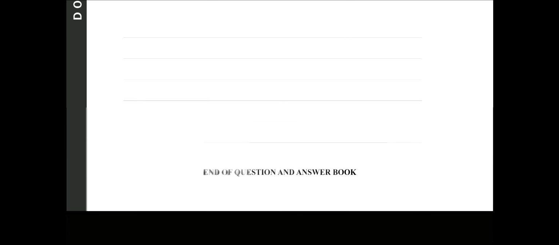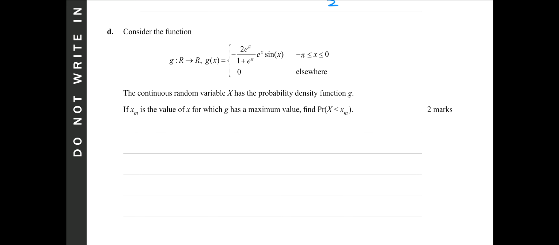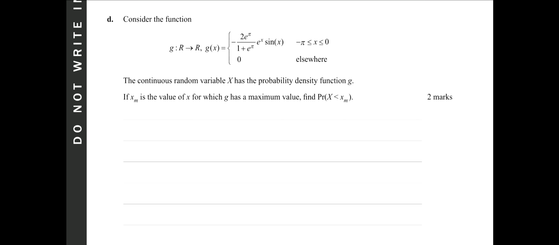Excellent. And I believe this is the last part. Yep, last question. Part D. Consider the function g, R to R, where g of x is negative 2e to the pi over 1 plus e to the pi. That looks like a constant to me, times e to the x sine of x. So this one right here, that's just a constant. It's just a coefficient in front of the e to the x. Let me just write that out. Just a constant.